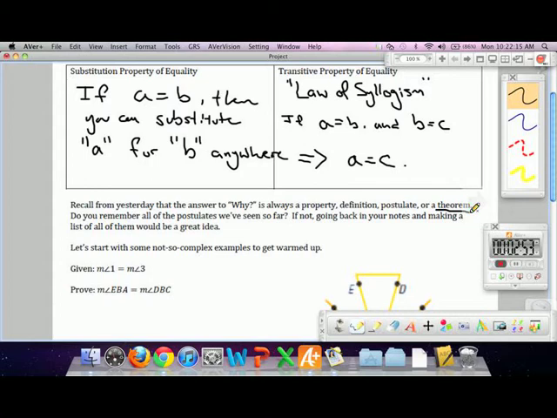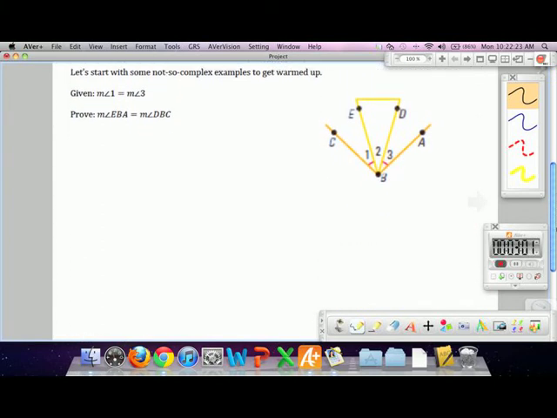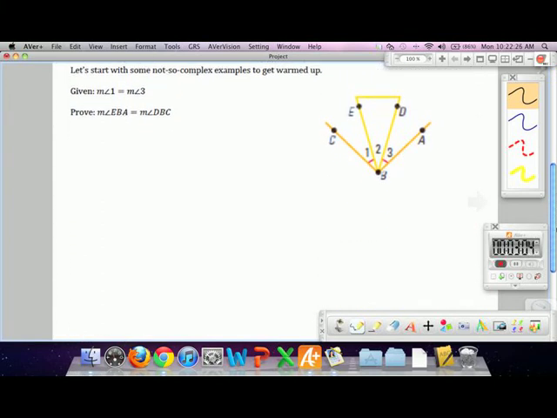Let's take a look at our first idea here. Let's start with something relatively not so complex. So I'm going to give you this drawing. Here's a drawing, and I'm going to tell you that the measure of angle 1 is equal to the measure of angle 3. From this drawing and knowing that, I'd like you to prove or explain to me why angle EBA is the same as angle DBC. Explain to me why those are true. That's what we're going to do in this proof.